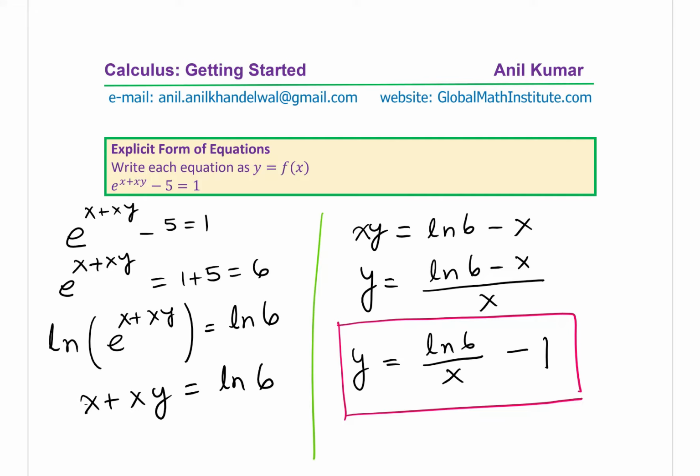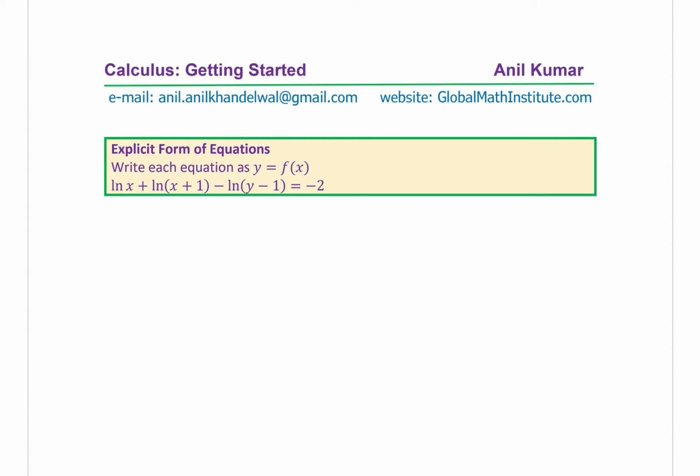Let's take another example now, which is another logarithmic function. Write each equation in the explicit form. This is the fourth example which we are doing. Ln x plus ln x plus 1 minus ln y minus 1 equals to minus 2.